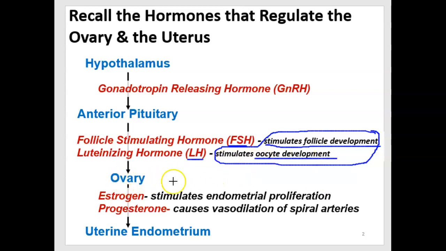In response, the ovary is going to have some cells differentiate that make more hormones, and those cells produce estrogen and progesterone. Both of these hormones are going to travel in the bloodstream to the uterus and cause changes in the uterine endometrium. Estrogen stimulates the endometrium to proliferate, and progesterone stimulates spiral arteries that supply the endometrium to vasodilate. Both of these things prepare the uterus for a possible pregnancy.